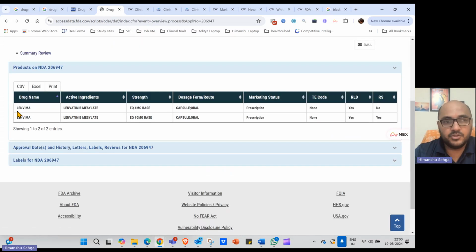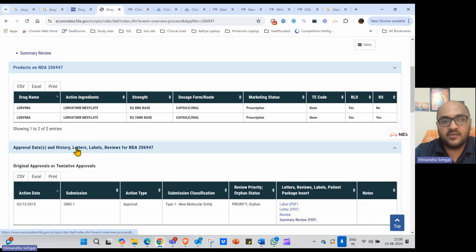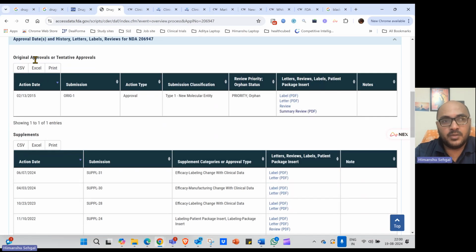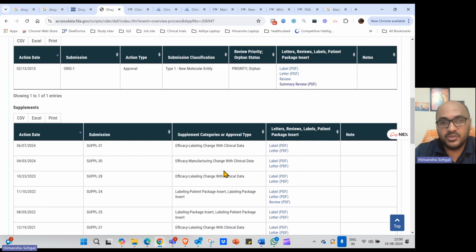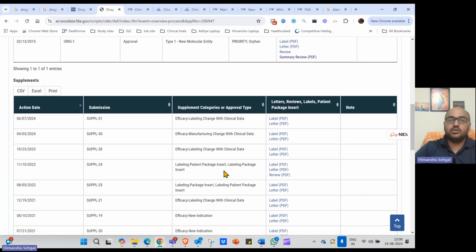Then we have product information. You can download this information in CSV, Excel, or print format. Then we have approval history. Okay, so this is also one great way of knowing what was the change, or how the drug has evolved over the years.